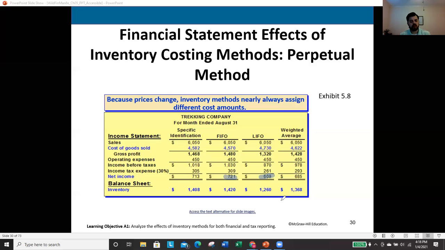It's very important that you understand what it is, because it is almost always a question on your exam. So do be aware of the LIFO conformity rule, which simply tells us that if you use LIFO for tax reporting, you must also use it for your financial reporting. Okay? So with that, we will continue on.